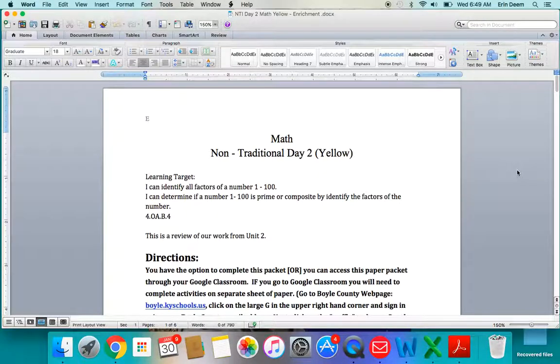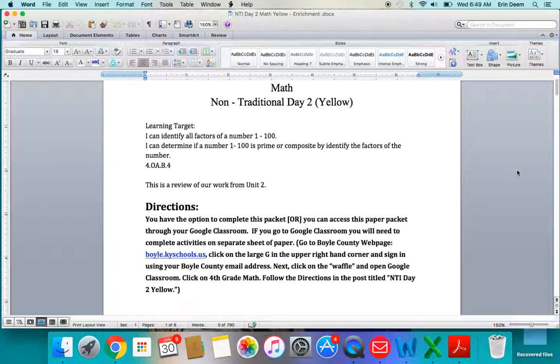Math, Non-Traditional Day 2, Yellow. This is a review of our work from Unit 2.